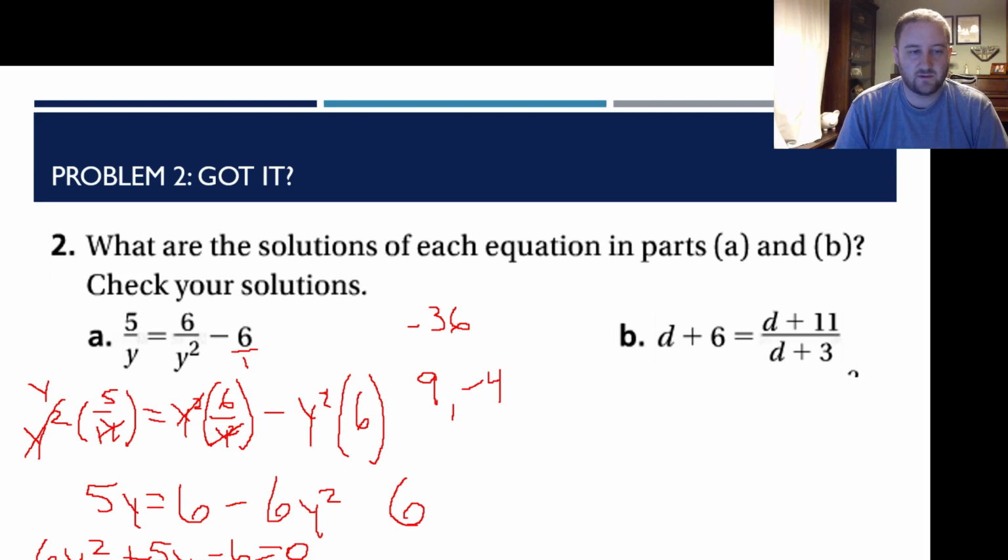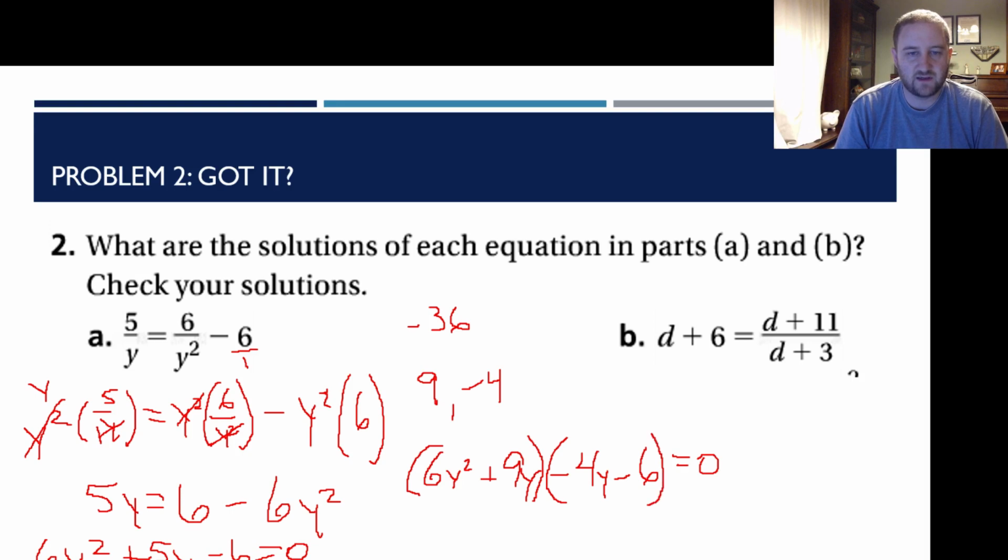6. Oh, that's too big. Let me erase that. So it's going to be 6y squared plus 9y minus 4y minus 6 equals 0. Now I'll group together these first two and group together these last two.